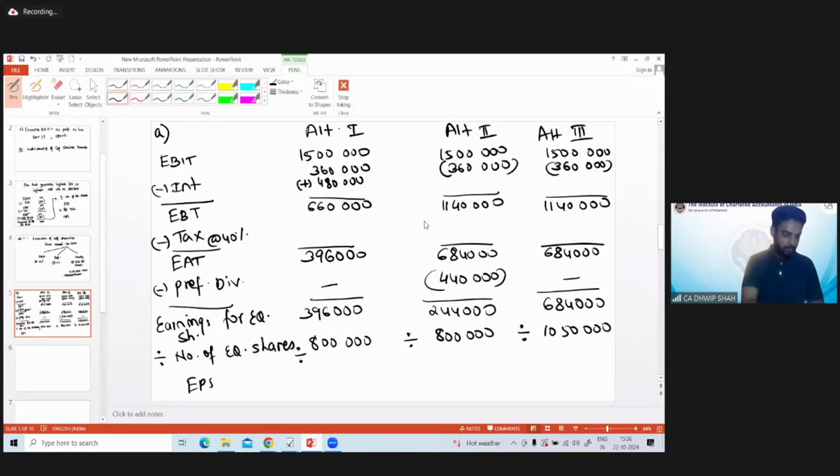So my EPS under alternative 1 comes to 0.495. Under alternative 2, it comes to 0.305. And under alternative 3, it comes to 0.651. Yes or no? Is everyone following? और सब सर के ऊपर से जा रहा है?